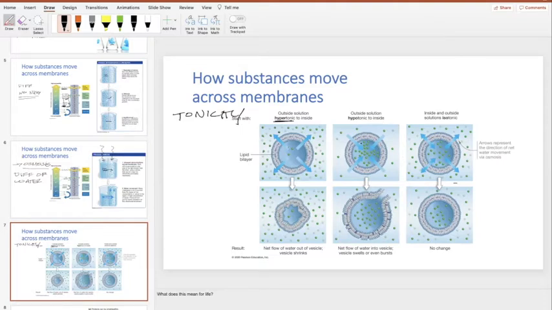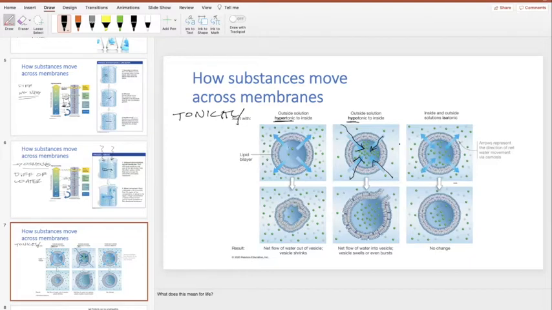But inside this cell, you have a high concentration of salt or sugar or something like that. So what's going to happen? Well, water is going to try to rush in at that point to equalize the concentration between the interior and exterior of the cell, right? And if these differences are great enough, that can result in the cell bursting, okay? So in this case, we say that the solution outside this cell is hypotonic to the inside.